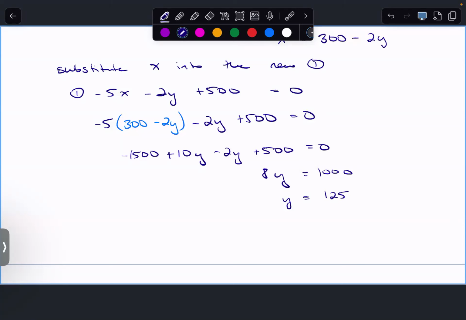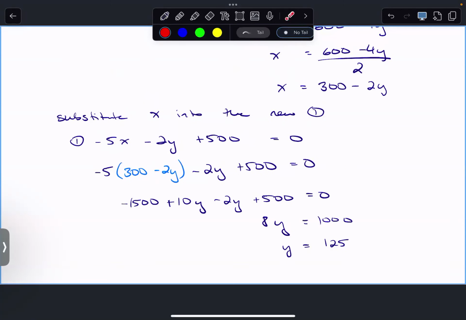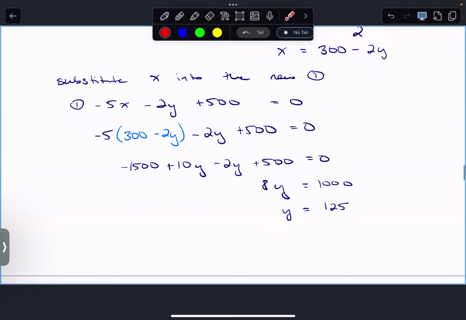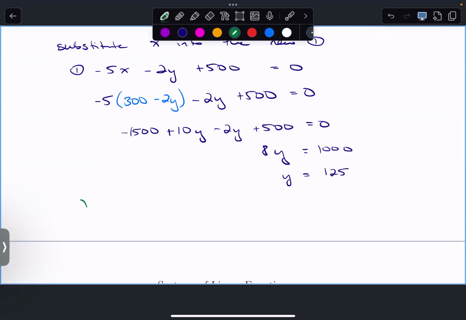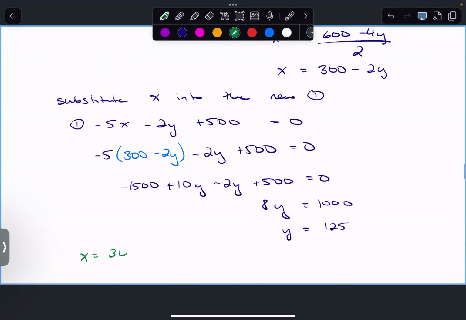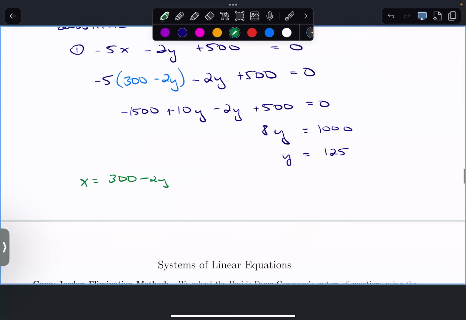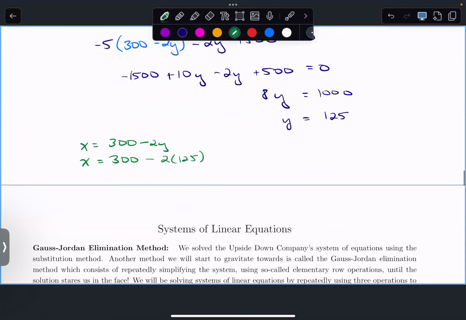And if you're going to make 125 vests, or y's, then you also know how many x's you're going to need, right? And so here, x was 300 minus 2y. So x must be 300 minus 2 times 125. I get 50. So we know x is 50 and y is 125.